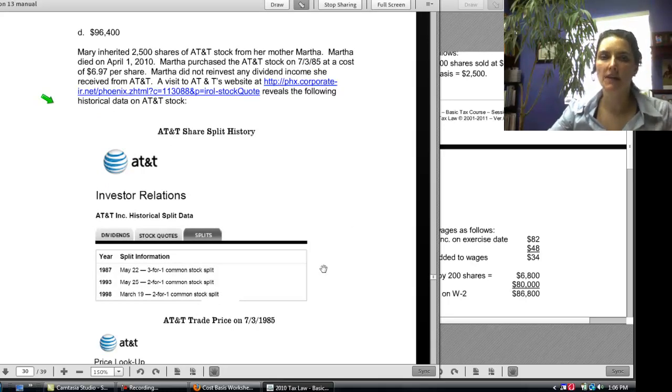Mary inherits 2,500 shares of AT&T stock from her mother, Martha. And we give you information on when Martha bought the stock, how much she paid for it. That's not relevant when it comes to an inheritance. What we care about with an inheritance is what it was trading for on the date of death.